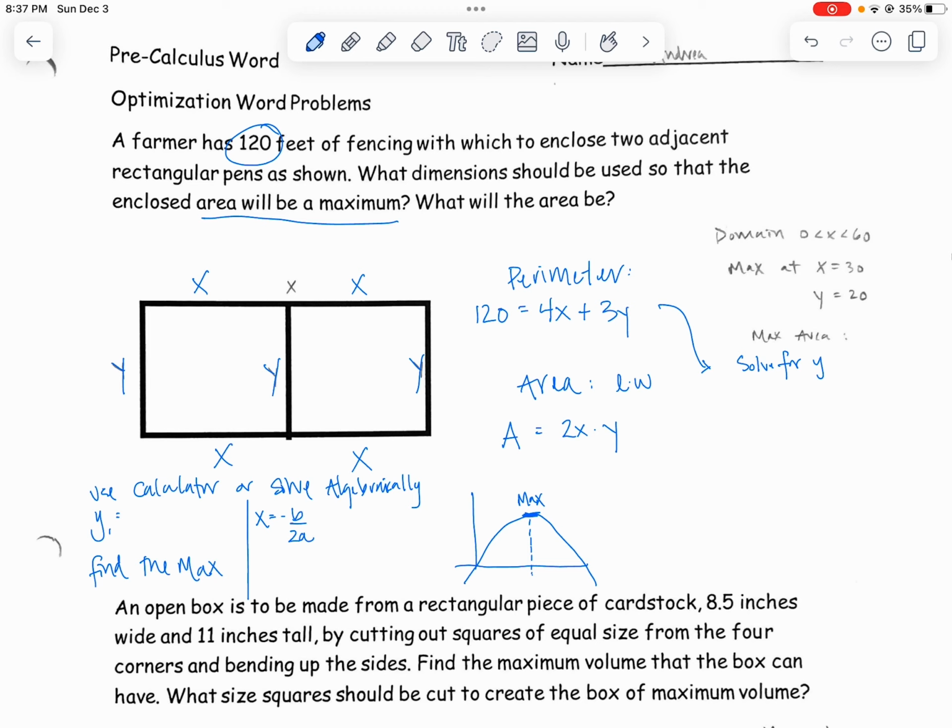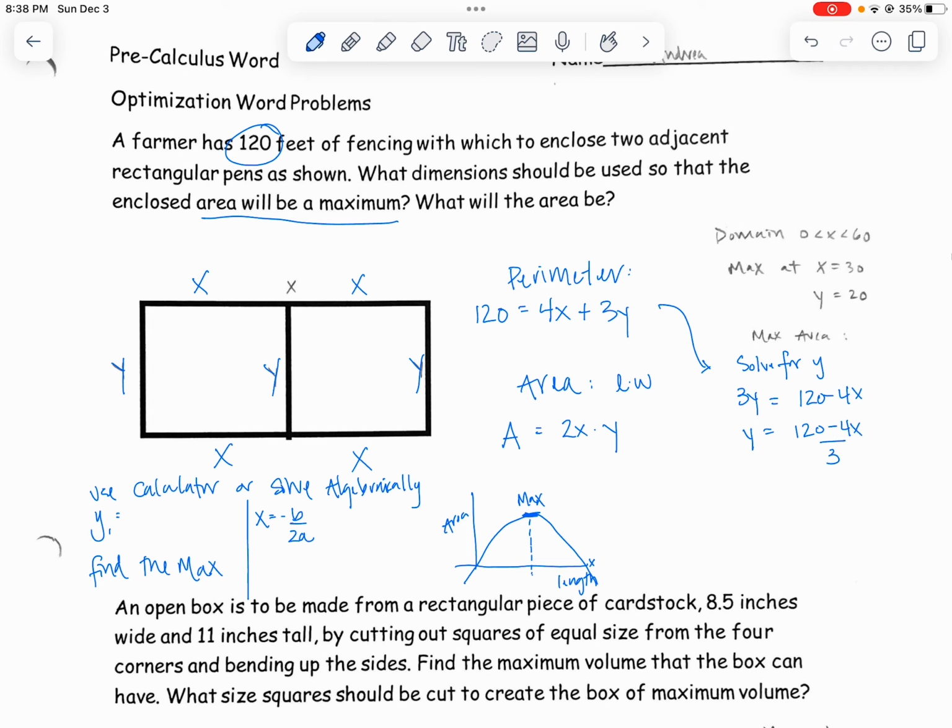The perimeter, I have to solve for in terms of one variable and then substitute it into the area, since I am looking at area as a function of the length, in this case, x. Okay, so if I solve this for y, I've got 3y is going to be equal to 120 minus 4x. Divide everybody by 3, and y is equal to (120 minus 4x) over 3.